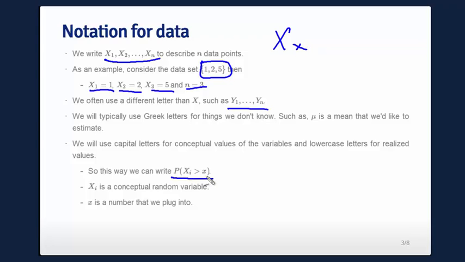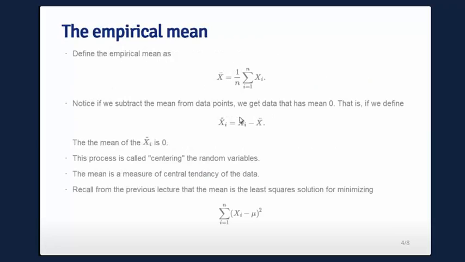We often use Greek letters for things we don't know. So mu is a mean that we want to estimate, and we'll estimate it with the data level quantity x bar. The empirical mean we can just define as simply this, and that's just the average: 1 over n, summation i equal 1 to n. So this notation just means add up all of the elements, and of course then we divide by n.